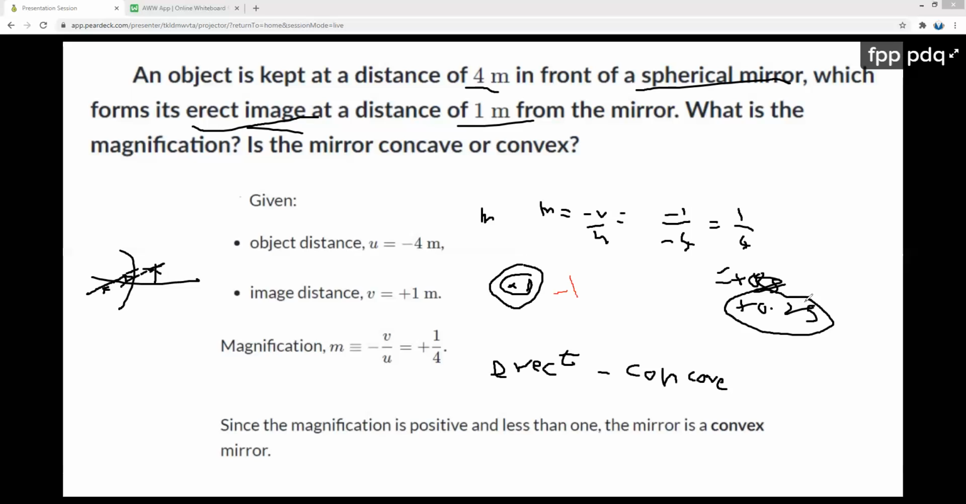So this proves that it's diminished, like it's smaller than the object. Hence, it's a diminished image, and hence it's a convex mirror, because in convex mirror image is always erect, so that's why it's positive. Also, image is always smaller than the object, so it's smaller than 1. So just 2 points you have to keep.